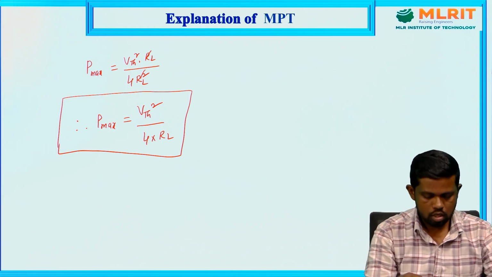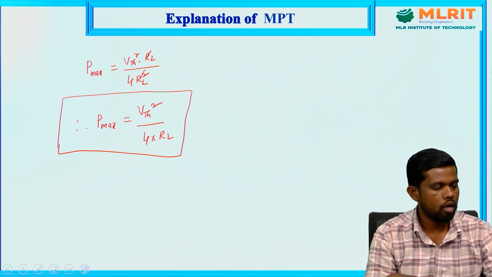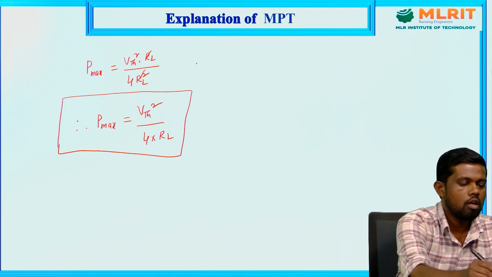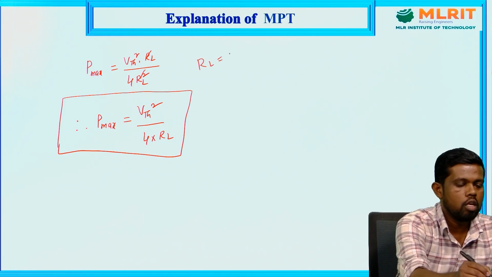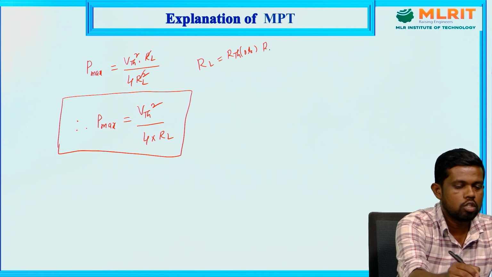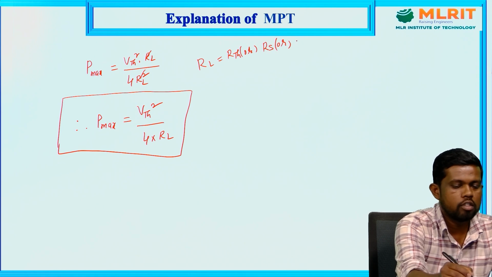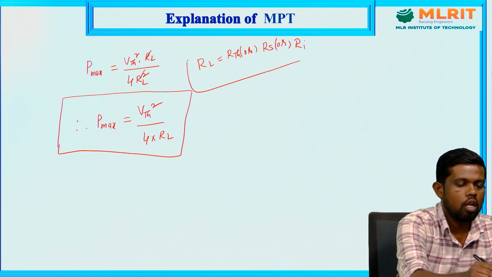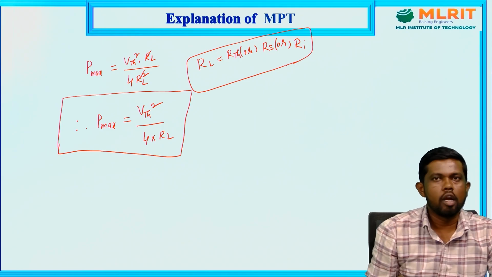So this is the maximum power value, and the condition for maximum power is RL equal to RTH, or in other words source resistance, or internal resistance. All are the same only. This is the condition for maximum power.